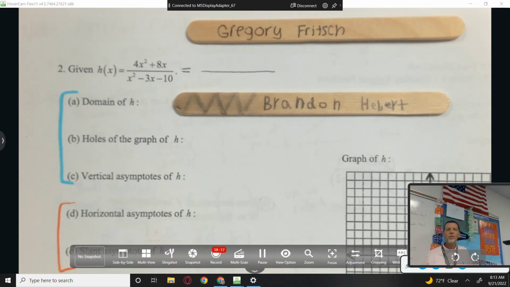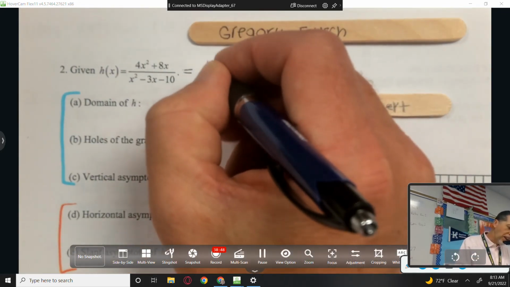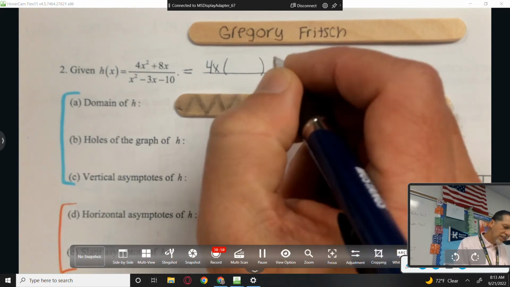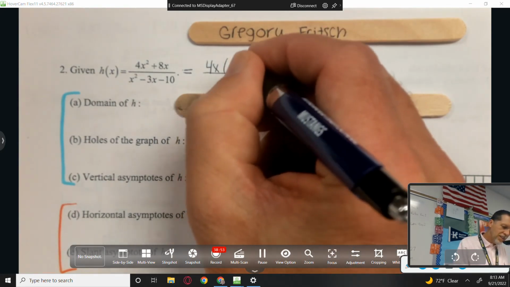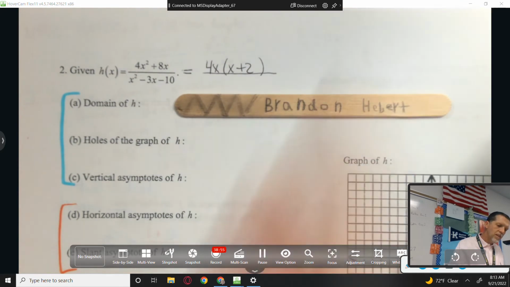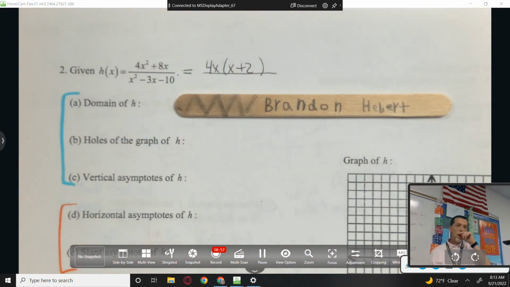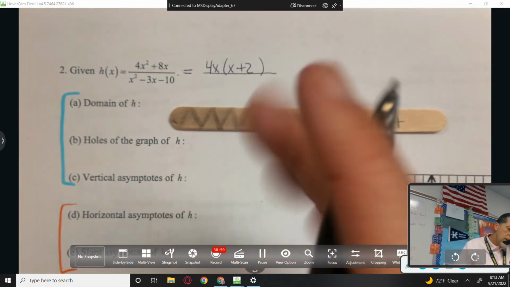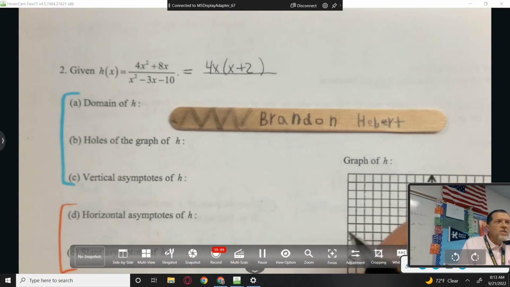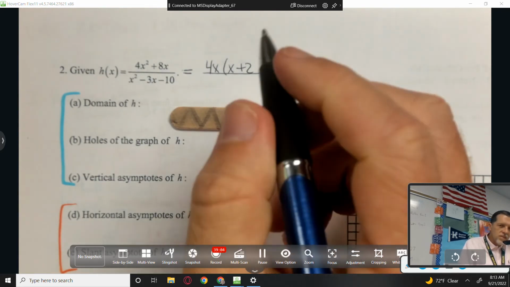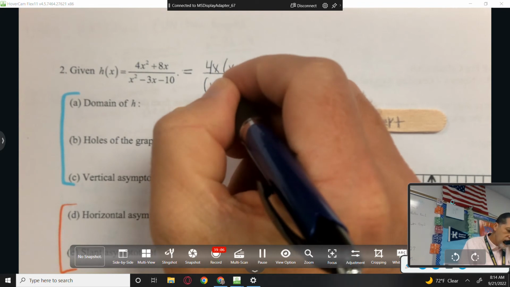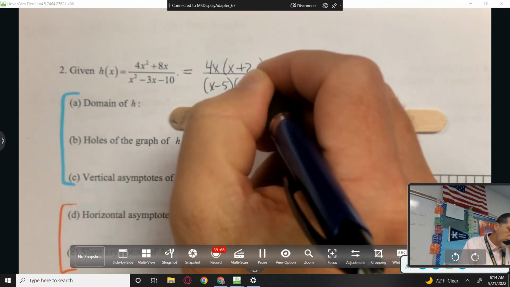What do we always look for when we're factoring? Oh, you take an x. You can take an x out. What else can you take out? 4. So if you take out a 4x, what's left? X plus 2. Brandon, how about the denominator? X minus 5 and x plus 2.